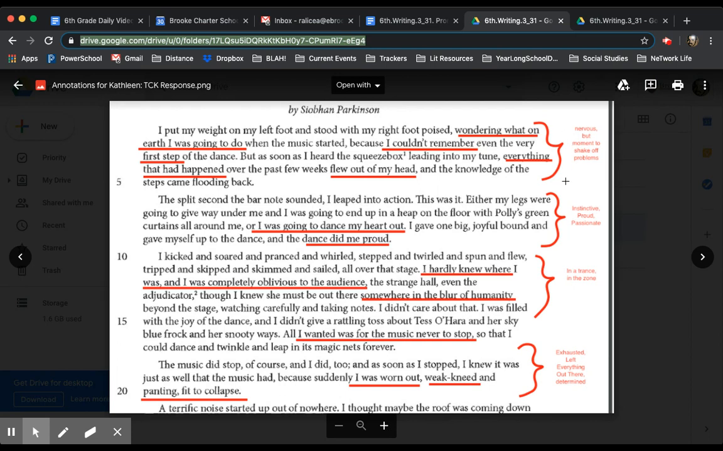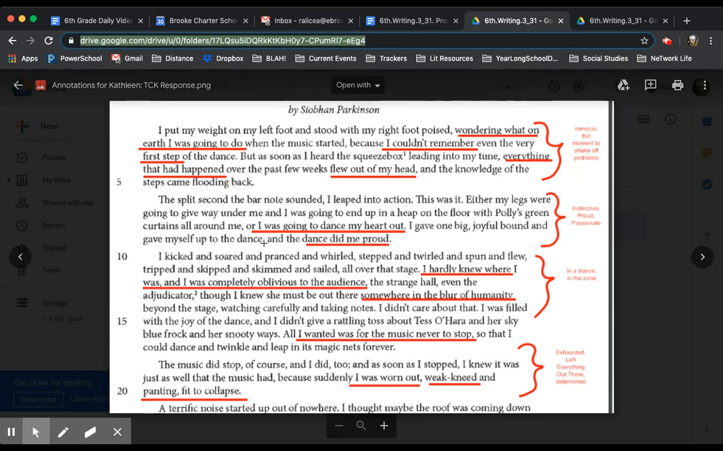So far, everything in the first paragraph suggests someone who was really nervous about this performance, but also was really taking advantage of this moment to shake off problems from earlier in the week or the past couple weeks. Definitely something I might want to account for when I write my own narrative.